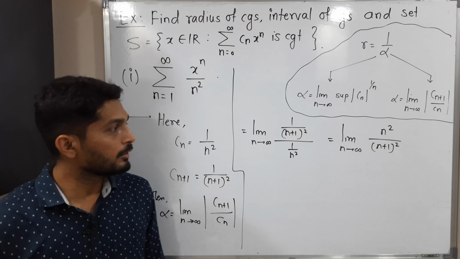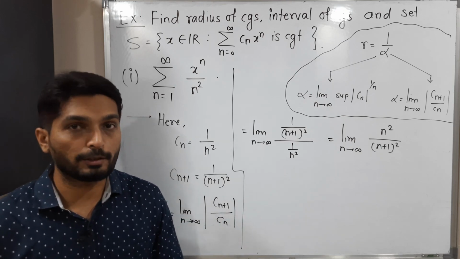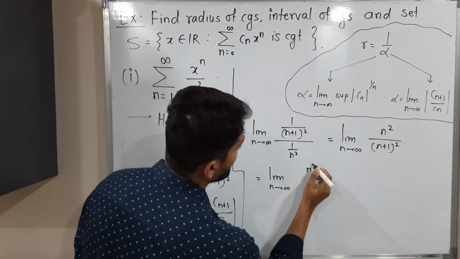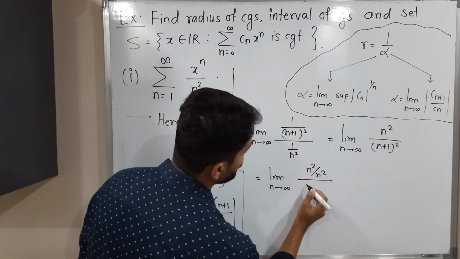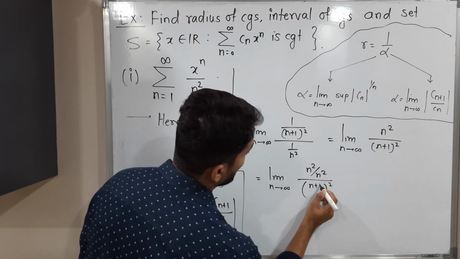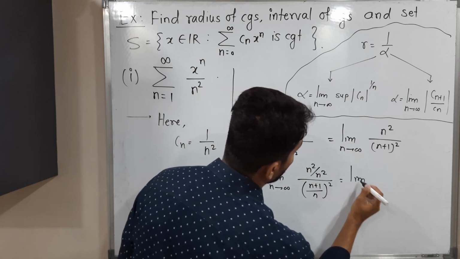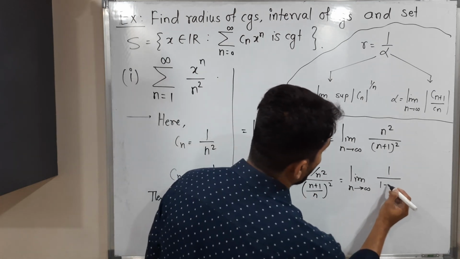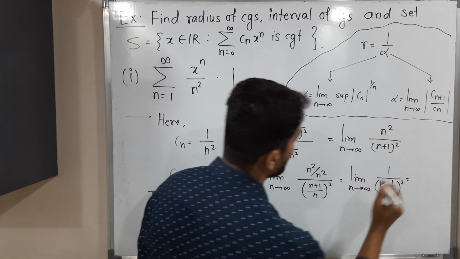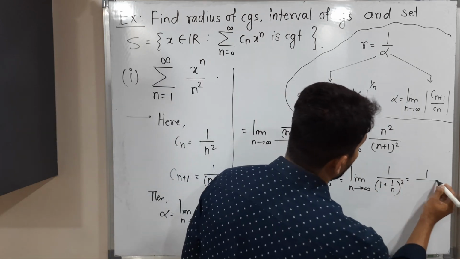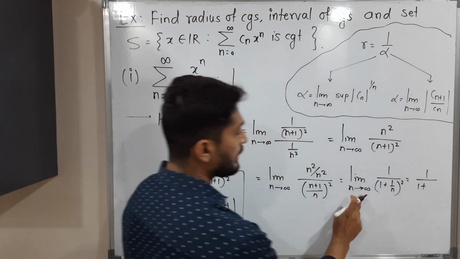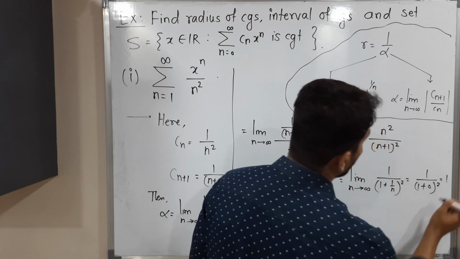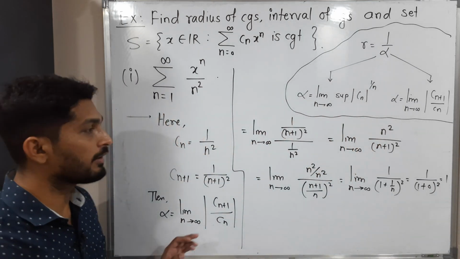Now to find the value of the limit, I will divide numerator and denominator by n square. So this is equal to limit n tends to infinity, dividing the numerator by n square and the denominator also by n square, so I write a common square, n plus 1 by n. The n square will get cancelled, and dividing separately we get 1 plus 1 by n whole square. If we apply the limit as n tends to infinity, the value of 1 by n is 0, so it is 1 plus 0 whole square. Finally we get the value 1. That means the value of alpha is 1.